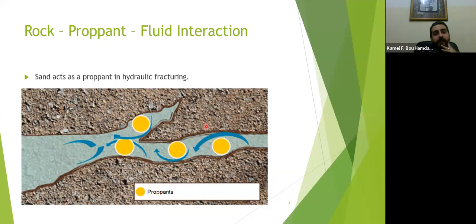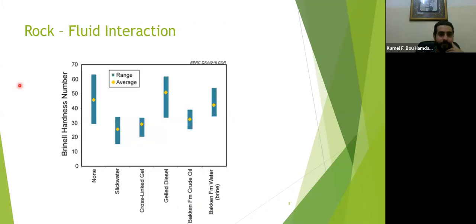So in hydraulic fracturing, we need these three main parameters: the fluid inside the fracture, the proppants, and how they behave or how they interact with the rocks. First, let's start with the rock and fluid interaction.